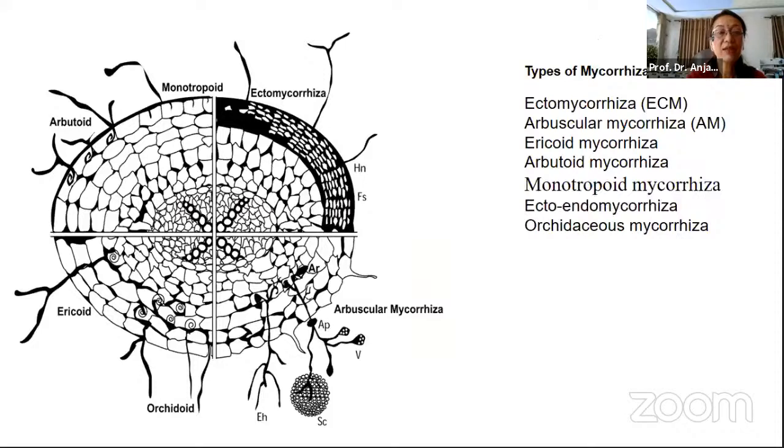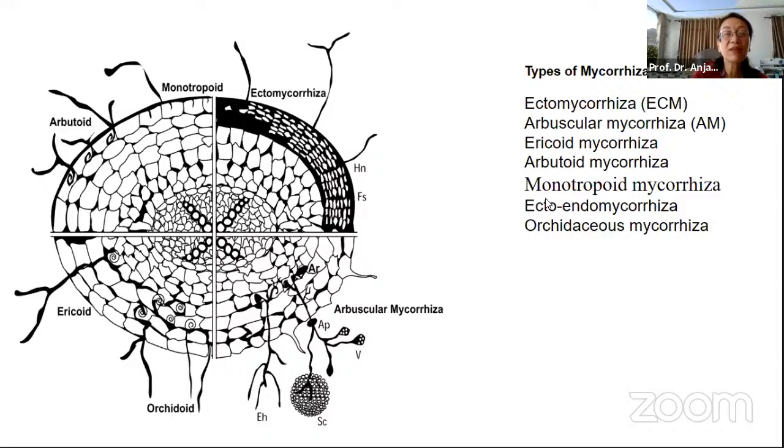So this is the line drawing I'm trying to show where the various types of mycorrhizal fungi are present, because at one go it is very difficult to show how mycorrhization works. But here there are 7 types of mycorrhization or mycorrhizal fungi. One is ectomycorrhiza, which I have talked about, and arbuscular mycorrhiza, ericoid mycorrhiza, arbutoid mycorrhiza, monotropoid mycorrhiza, ectendomycorrhiza, and orchidaceous mycorrhiza.